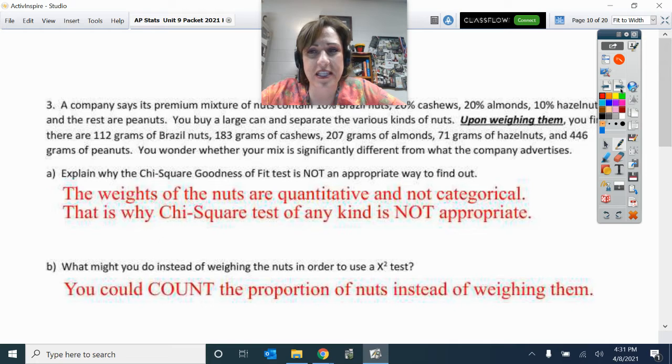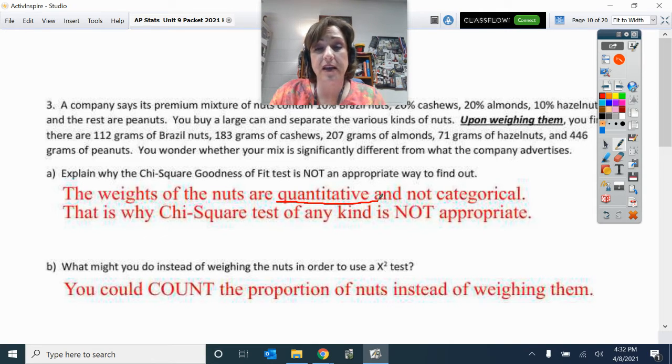All right, this is an interesting one, and we really haven't talked about this a ton, so it's something interesting I threw at you here. We're talking about the distribution of the types of nuts. They are claiming these rates, 20% cashews and 20% almonds. So they're claiming the counts of the nuts that are in there, not the weights of the nuts. The weights are a quantitative variable, not a categorical one. Remember that we have to have counts of how many nuts were in each category.